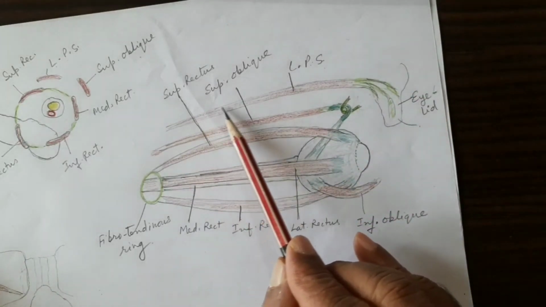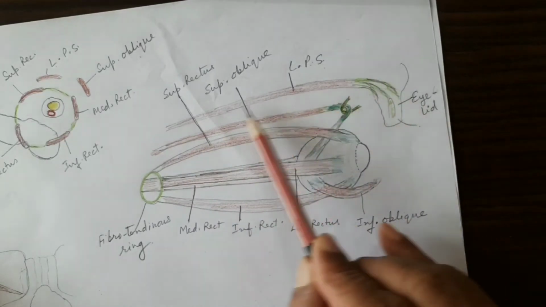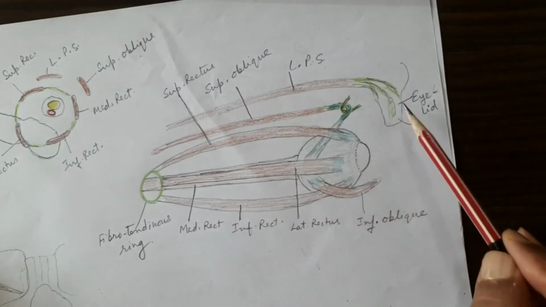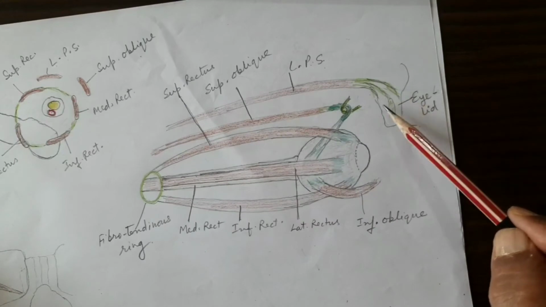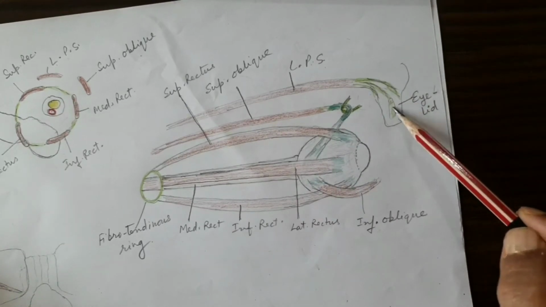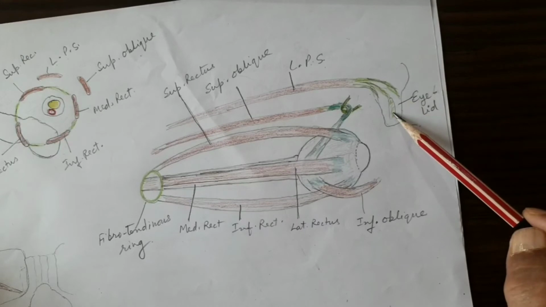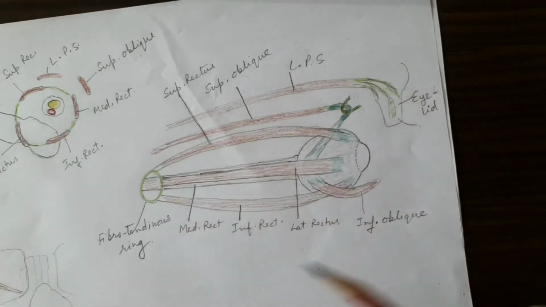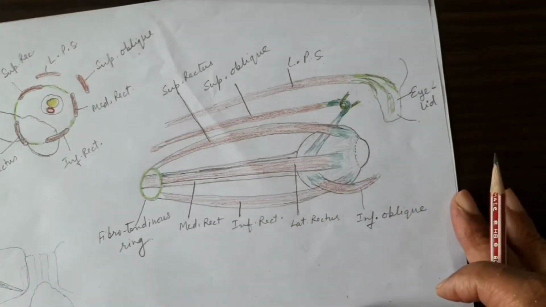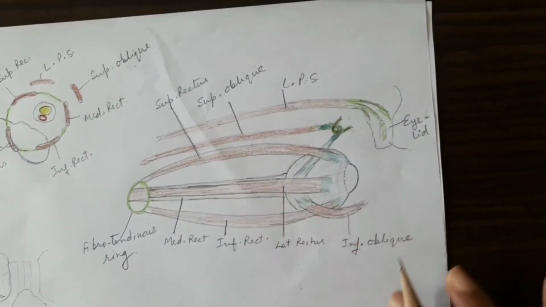The 7th muscle is the levator palpebrae superioris, which is not going to the eyeball but to the superior eyelid, where it is inserted. So these are just an introduction. I will come back again to this diagram when I take up the individual muscles.